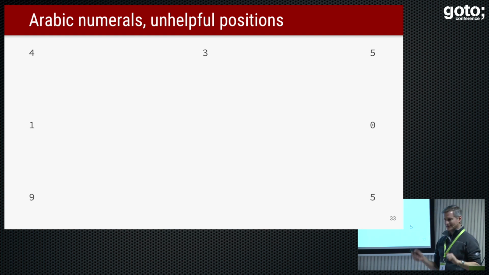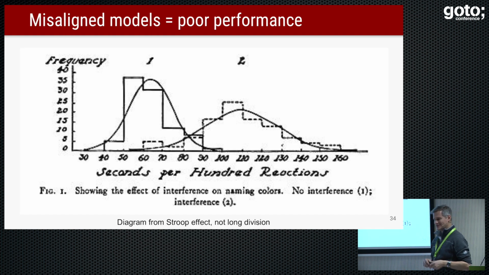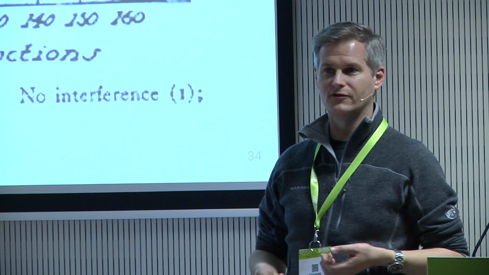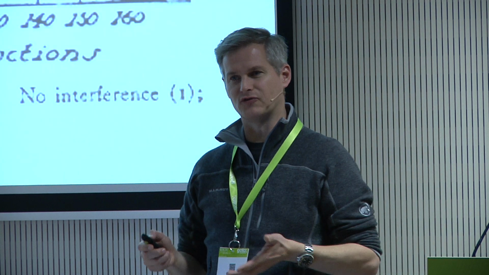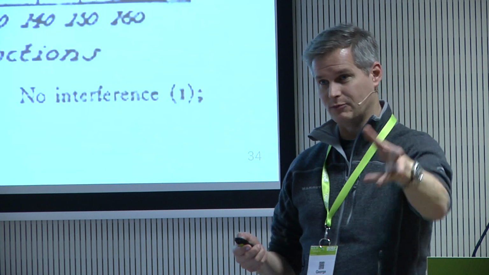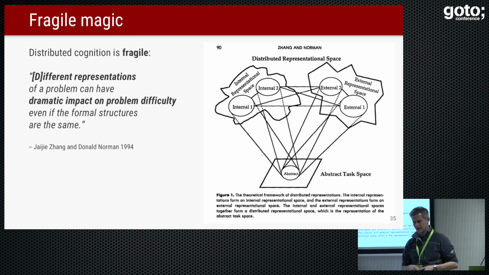Okay. So as it turns out, this has been extensively studied, not long division, but this happens to be coming from the Stroop effect. And basically, if the model in your head is aligned with the external world, you get high performance, which is the bell curve on the left. And when the model in your head is misaligned with the world, you get low performance. And that's exactly what we would expect. So we've got to get our scribbles right, otherwise this cognitive amplifier thing doesn't work.